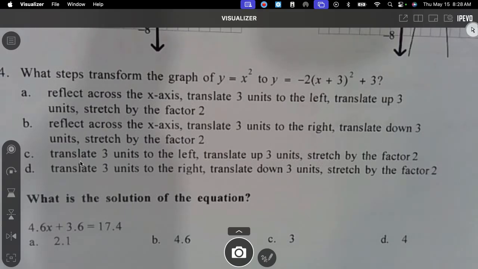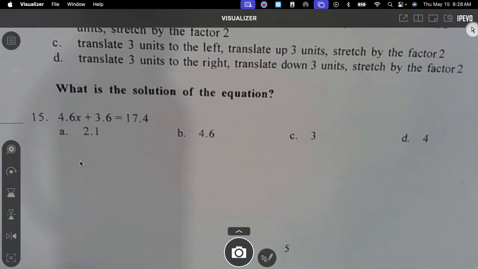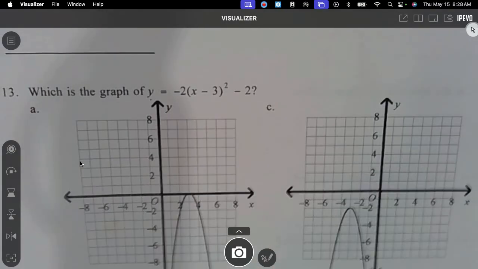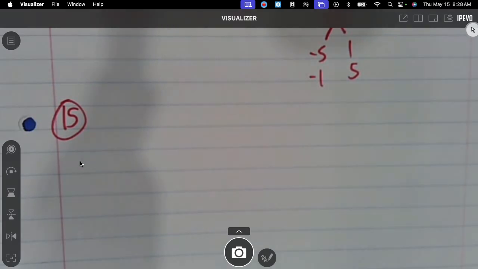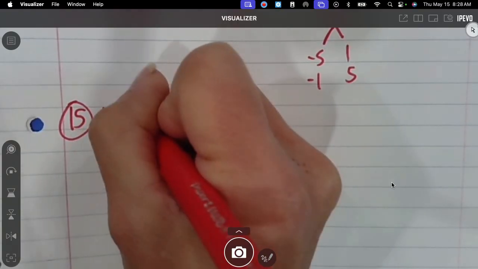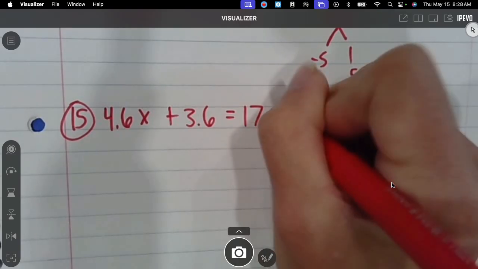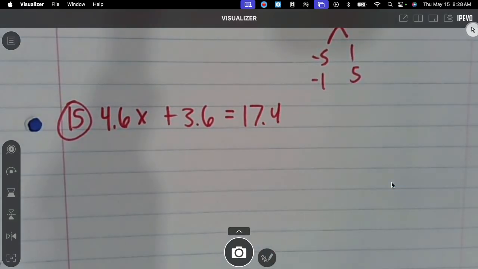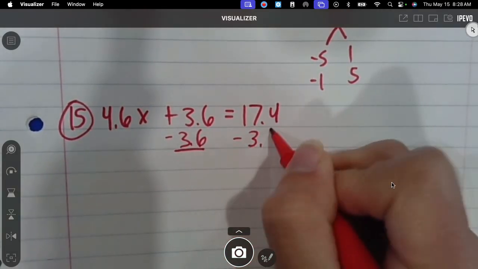Okay, now number 15. We are about to start with an old review. All that we just did is the whole new chapter. So 15 goes back to old stuff. I'd love to get through like 20 problems, and I think I am before I have to go downstairs. Okay, if I have 4.6x plus 3.6 equals 17.4, how do we solve for x? Subtract 3.6. Yep, we're going to subtract 3.6, and yes, you can have a calculator.